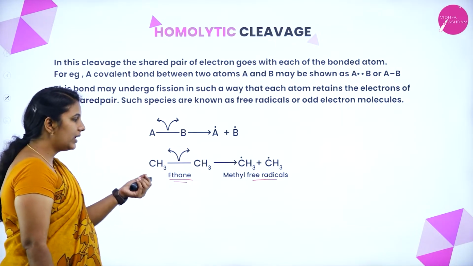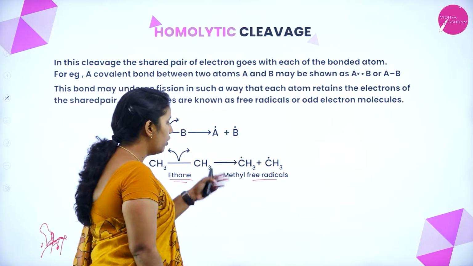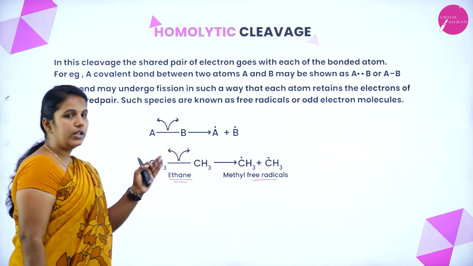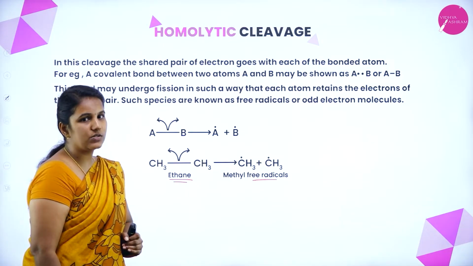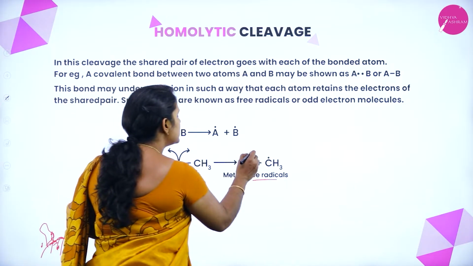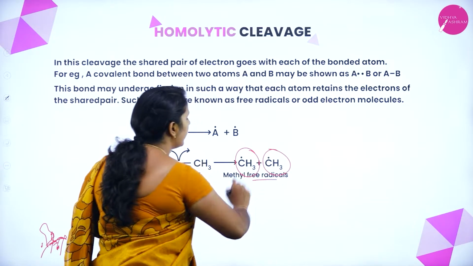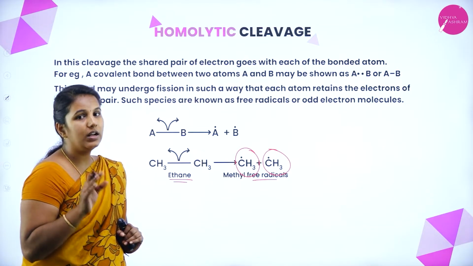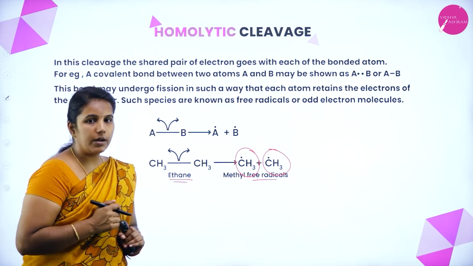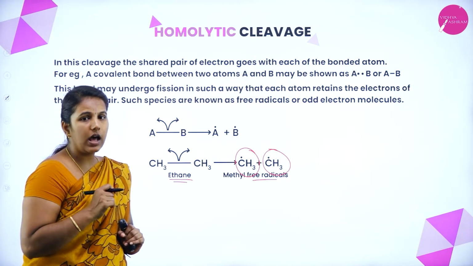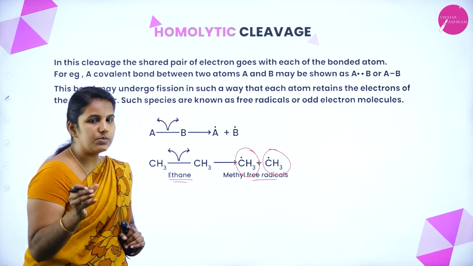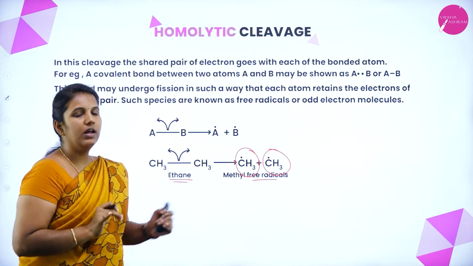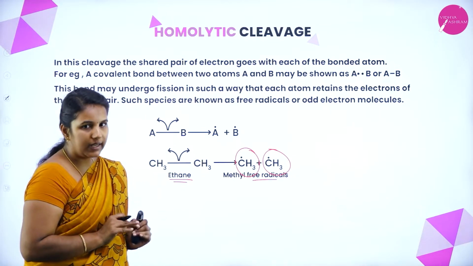So in ethane, the methyl group and the other methyl group are sharing electrons. During the cleavage, or fission, methyl free radicals will be generated, and a free radical is a neutral species having an odd number of electrons. They are called what? Neutral species with an odd number of electrons. This is how, if the cleavage takes place between the same kind of atoms, we say it is homolytic cleavage.